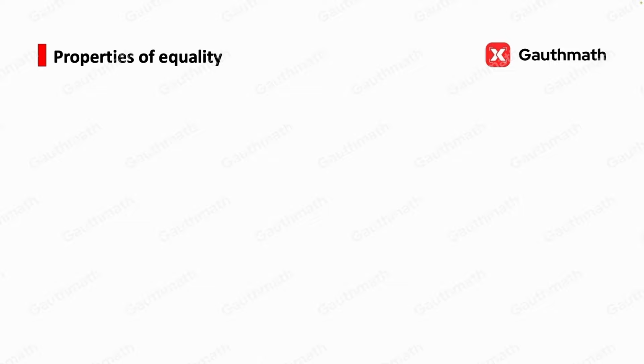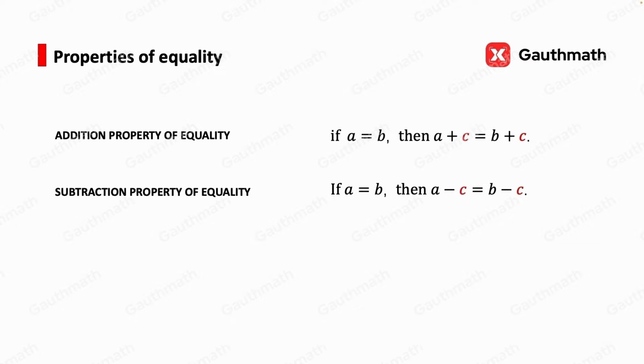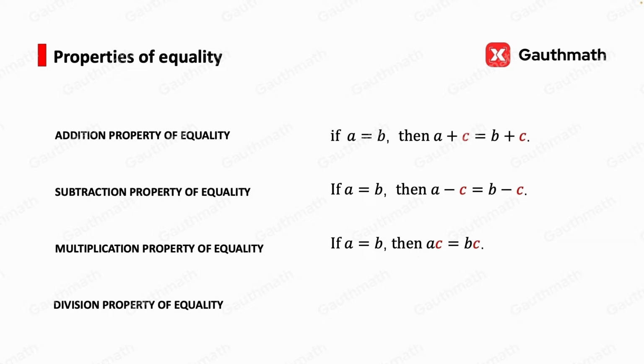You may not notice that applying inverse operations is the same thing as using the properties of equality. We have the addition property of equality, adding the same number to each side of the equation. We have the subtraction property of equality, multiplication property of equality, and the division property of equality. But remember, we need to divide by a non-zero number on each side of the equation. Otherwise, the fraction will be undefined.